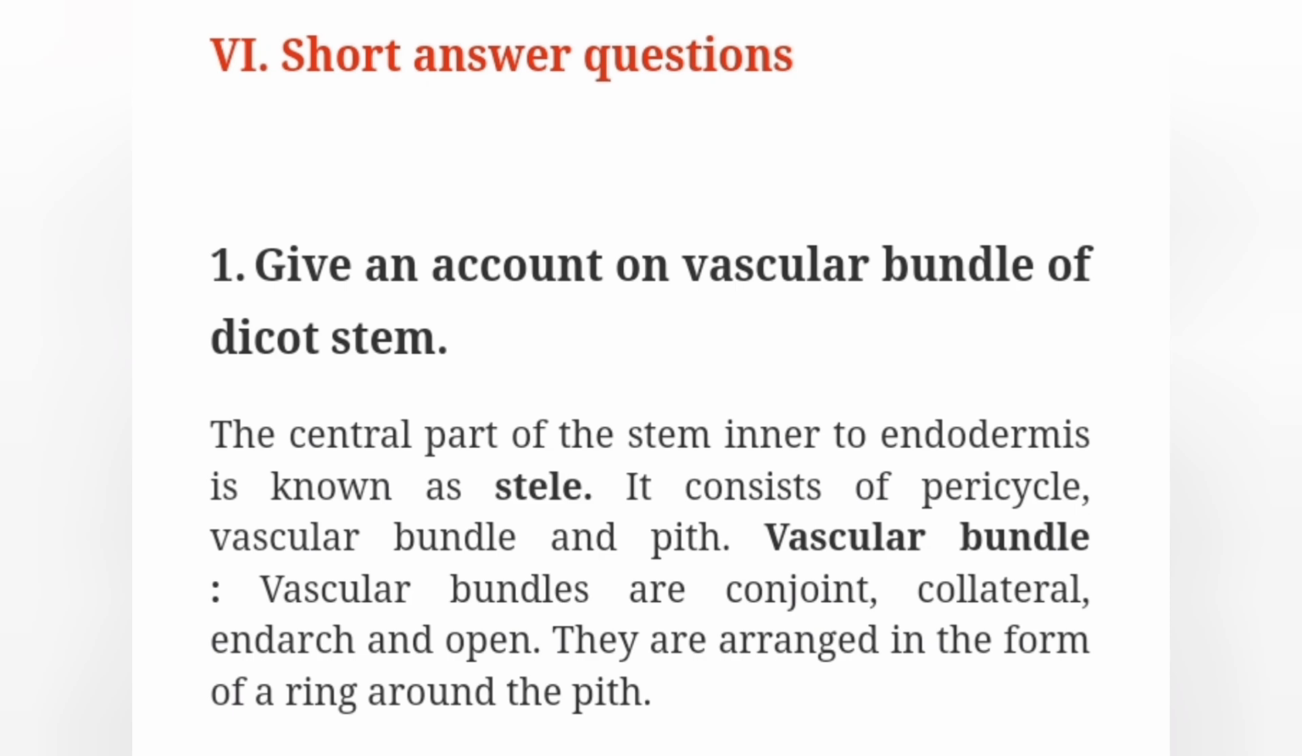First one, give an account on vascular bundle of dicot stem. Answer: the central part of the stem, inner to endodermis, is known as stele. It consists of pericycle, vascular bundle and pith. The vascular bundles are conjoint, collateral, endarch and open. They are arranged in the form of a ring around the pith.